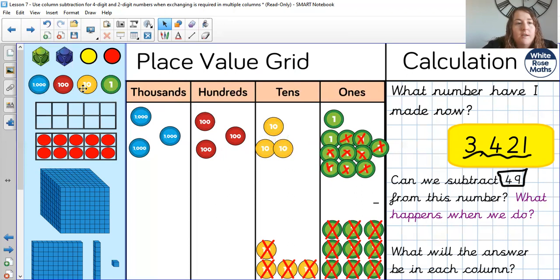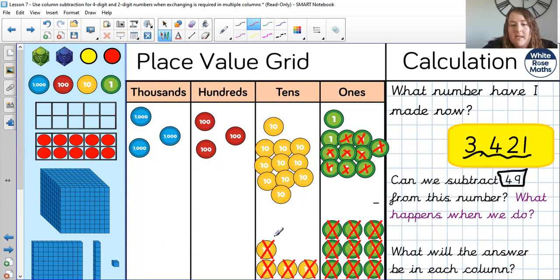1, 2, 3, 4, 5, 6, 7, 8, 9, and one more makes 10. So now I have 11 tens, and I can start my subtraction because I need to get rid of 4 of them or take away 4. 1, 2, 3, and 4.